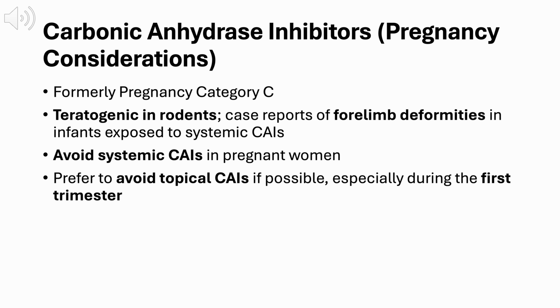Let's review the pregnancy considerations for carbonic anhydrase inhibitors. These medications were previously labeled as pregnancy category C. Animal studies have shown teratogenic effects in rodents, and there are case reports describing forelimb deformities in infants exposed to systemic forms of these drugs. Because of this, systemic carbonic anhydrase inhibitors should be avoided in pregnant women. It's also best to avoid topical carbonic anhydrase inhibitors when possible, especially during the first trimester.